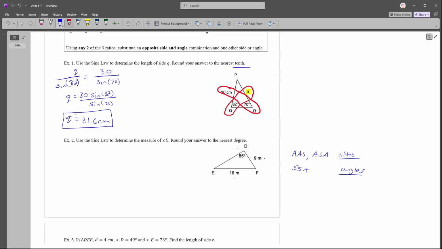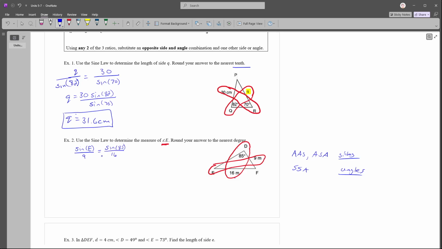Now let's circle the ratios that we have. I have this ratio with angle D and side D. And I'm trying to find angle E. So that means I want angle E with its corresponding side, which is the 9. So there's the other one. Now remember, whatever we're searching for goes on the top. So since we're searching for angle E, that's the sine of E over its side length, which is 9, is equal to the sine of 85, the other ratio, over its side length, which is 16.